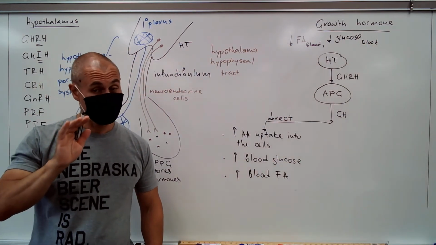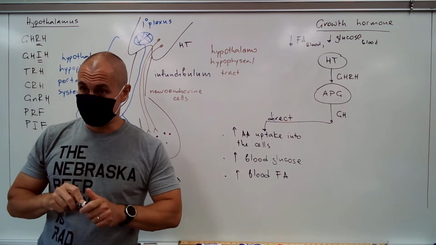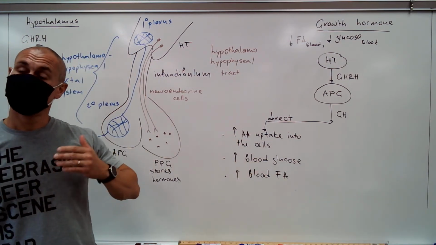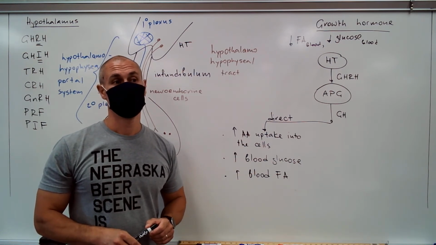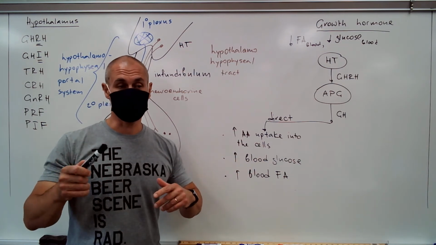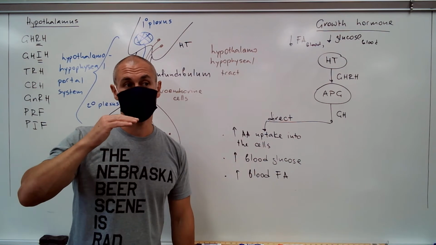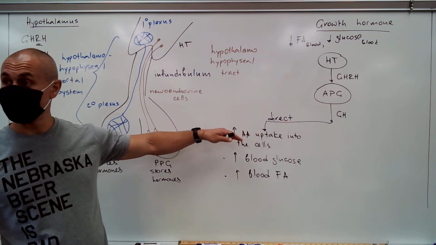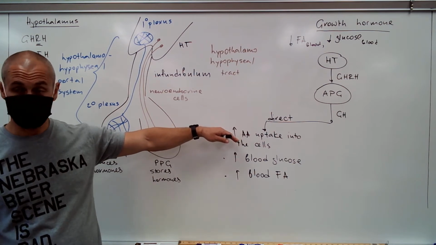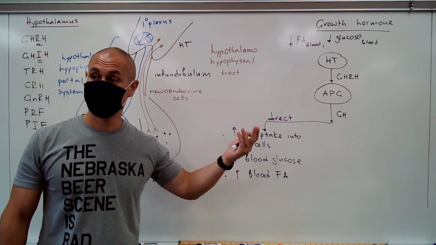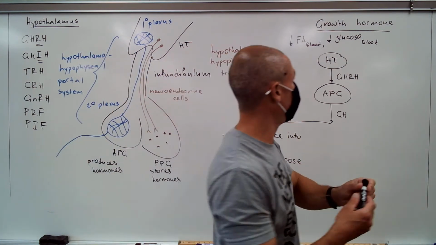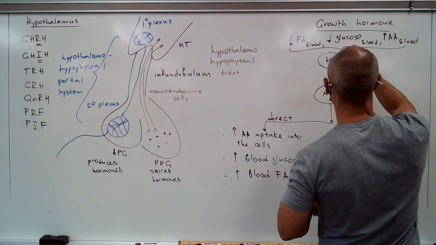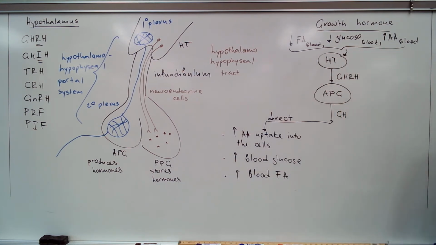Now, a little bit harder, just marginally harder. If the effect is to take amino acids from the blood into the cells, what's the stimulus? You have to take an extra step. When you take amino acids from the blood, what happens to the amino acid levels in the blood? It goes down. So essentially the effect is lower amino acid concentration in the blood. So the stimulus will be? Say again? Higher. Higher amino acid concentrations in the blood. So all of this will initiate the growth hormone production, right?